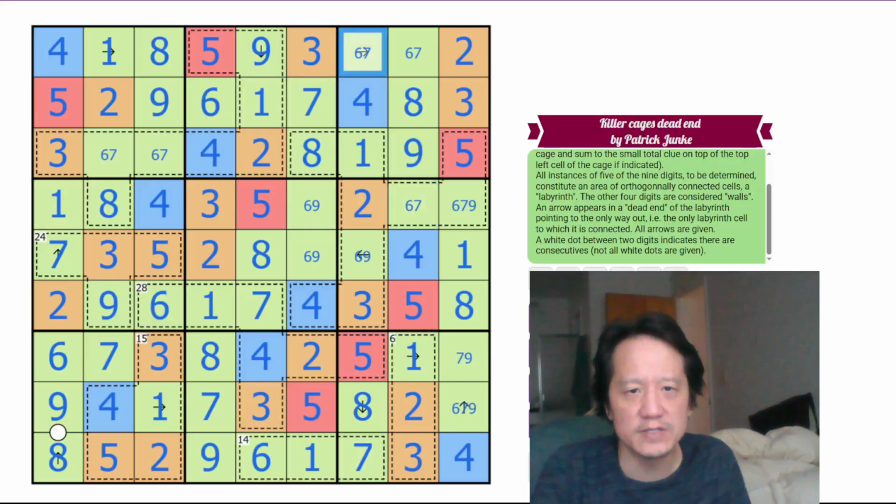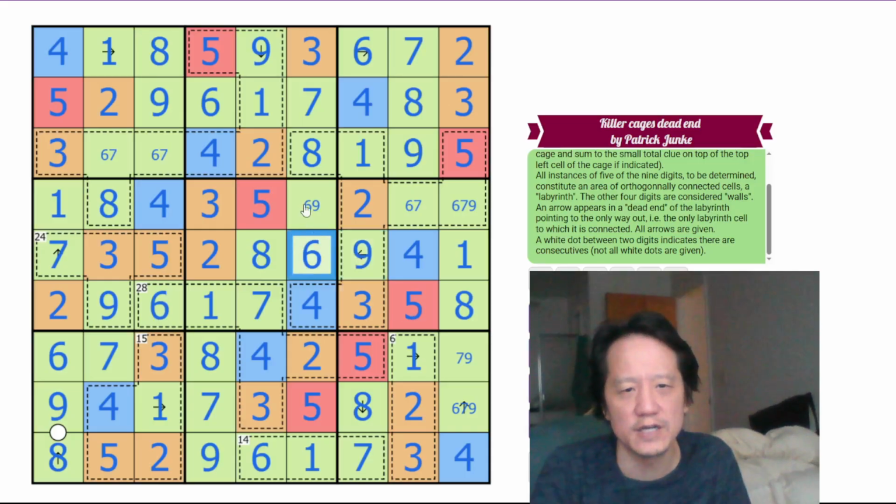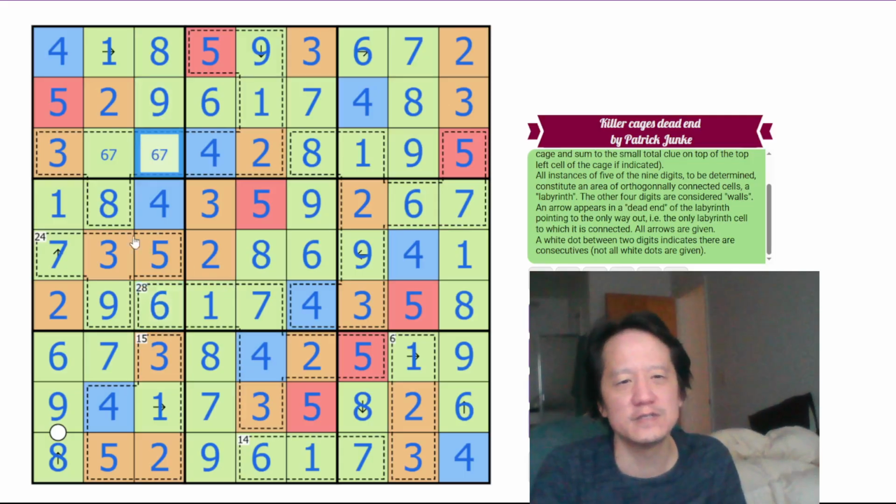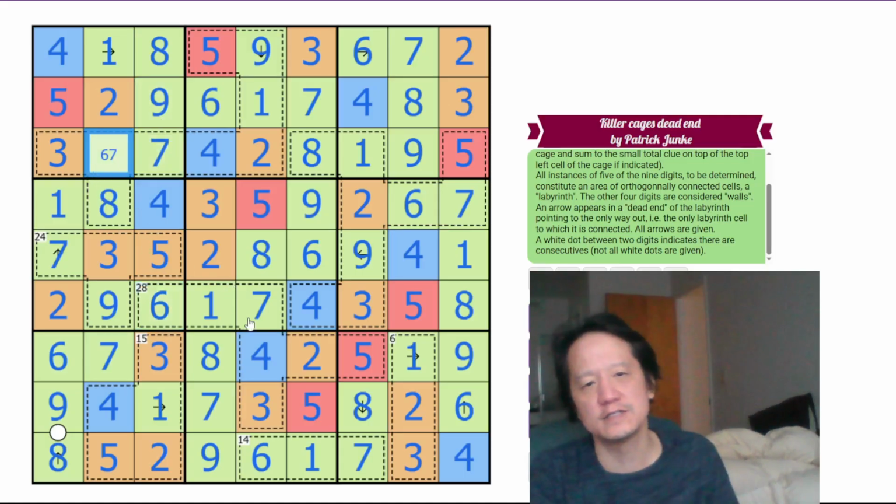This 7 eliminates 7 here, so this is 6. This is 7. 6 eliminates 6 here, so it's 9, 6, 9. This can't be 9 then. This can't be 7 because of the 7 in the box, so this is 9, which makes this 6. Which makes this 7, which makes that 6. This 6 eliminates 6 here, so it's 7. And that's a 6.